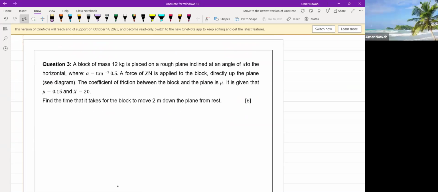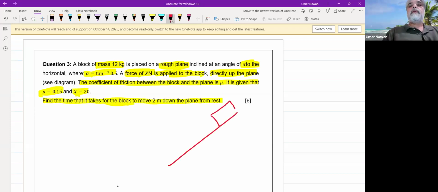Question number 3 is basically, again, a block of mass 12 kg placed on a rough plane, making an angle alpha. A force of X Newtons is applied to the block directly up the plane. See the diagram. The coefficient of friction is given to you as 0.15 and X is 20. Find the time it takes for the block to move 2 meters down the plane from rest.